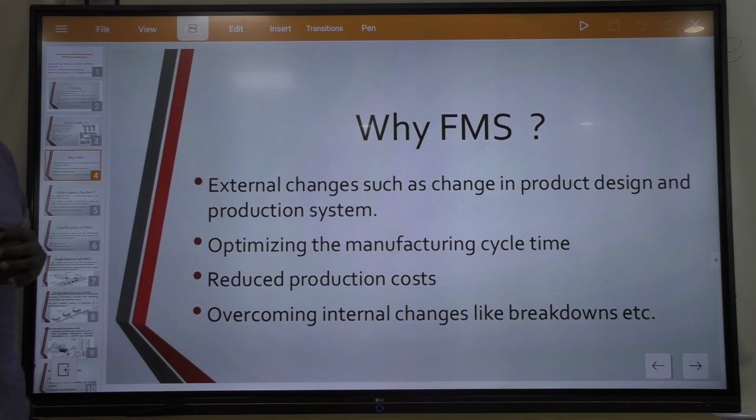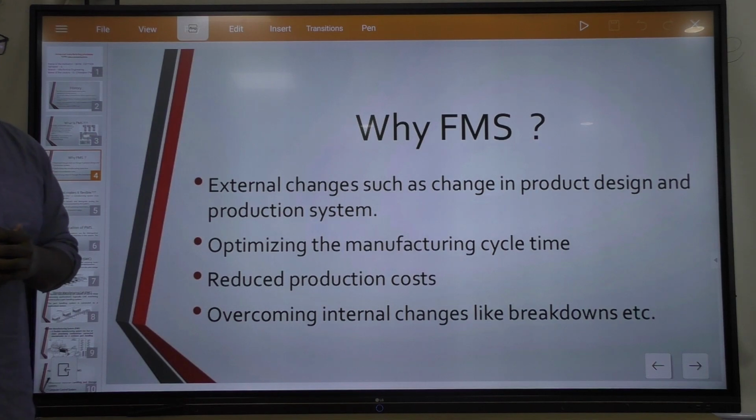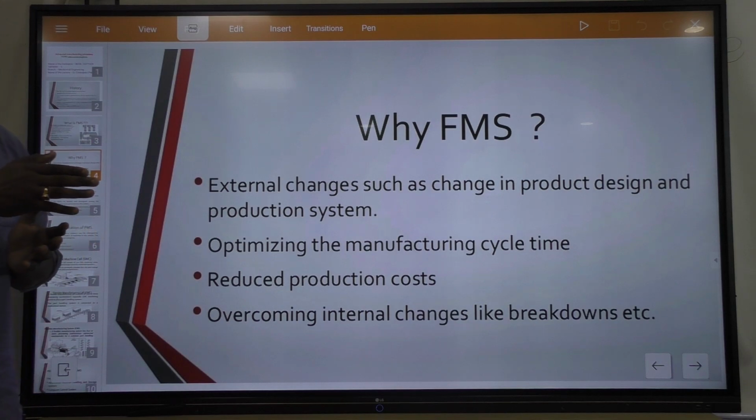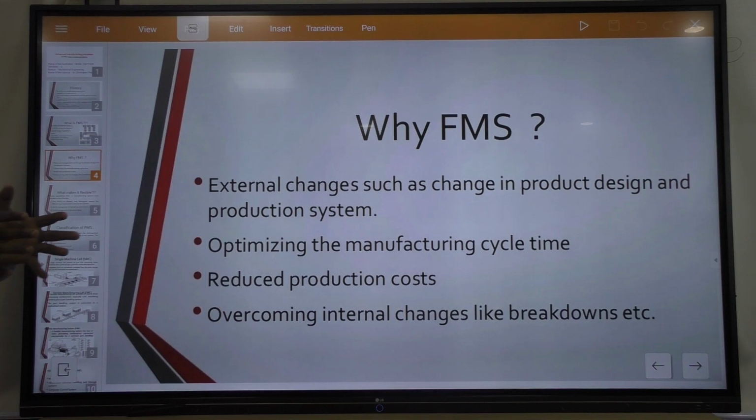Then why FMS? Why are we using flexible manufacturing system? External changes such as change in product design and product system, means as I said, you don't have to go to individual machines. We can send that raw material directly by the help of NC machines or automated machines. By the help of that we can easily send that raw material to different machines. So external change such as change in product design and product system is easily handled in flexible manufacturing system.